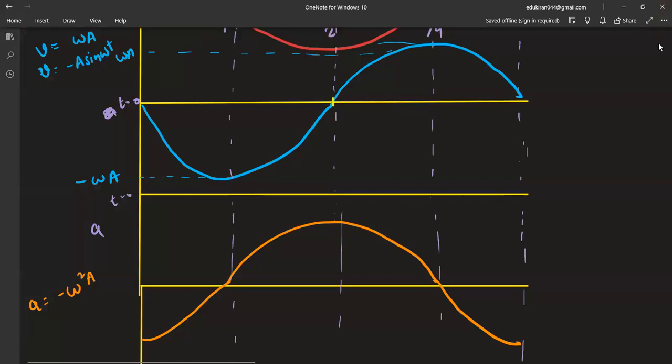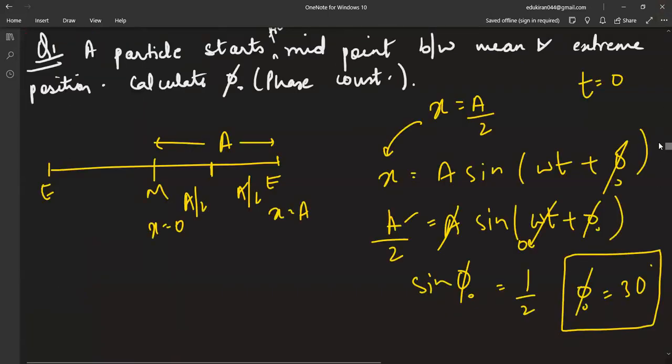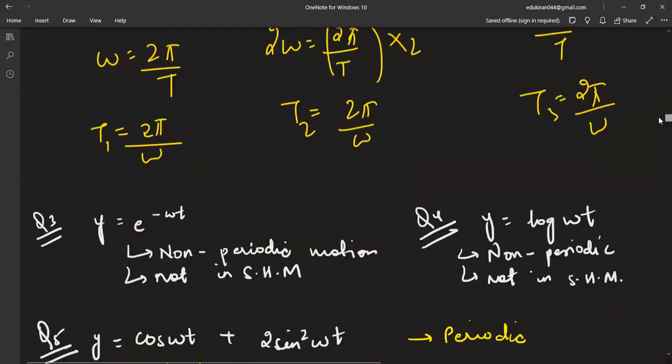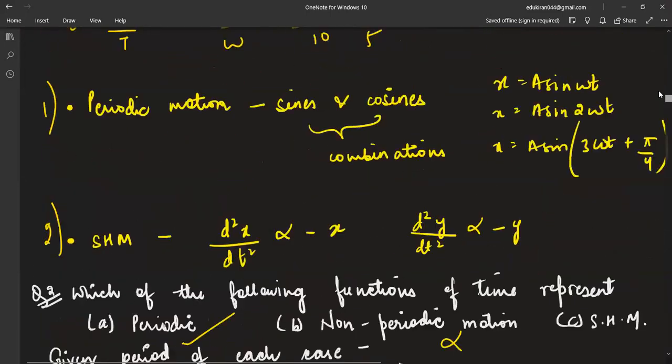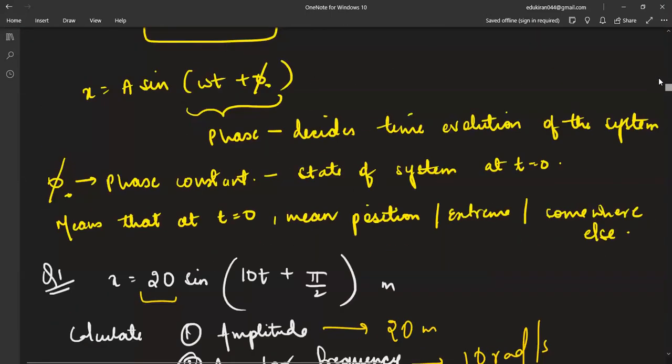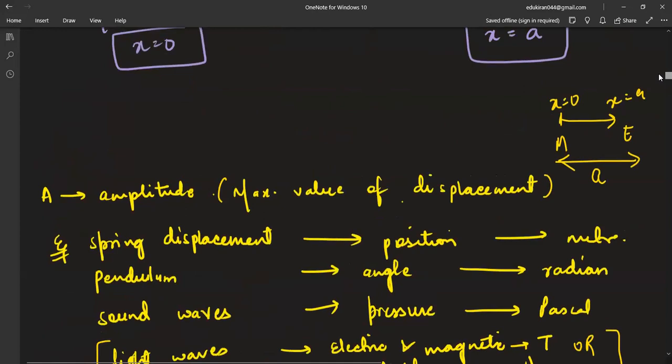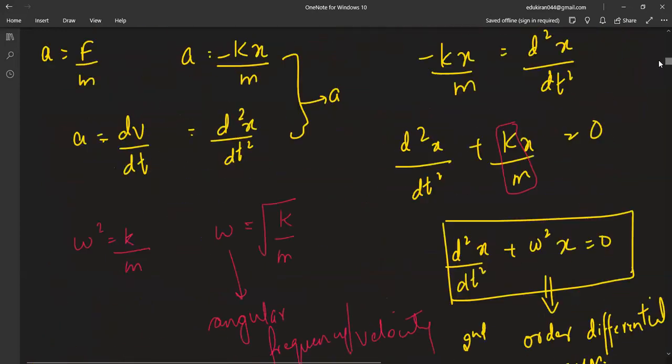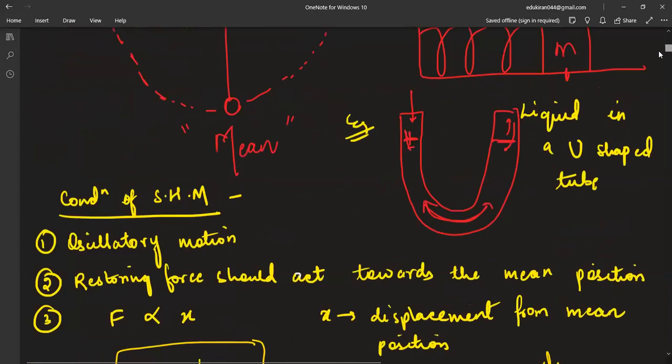See, I'll just tell you the method once. Then, to identify periodic motion and non-periodic motion, that becomes a question to deal with.